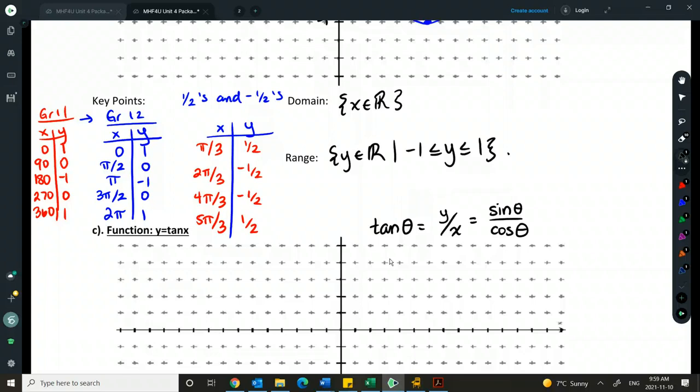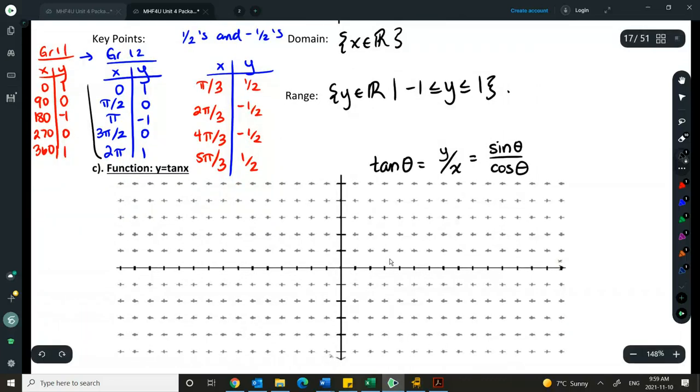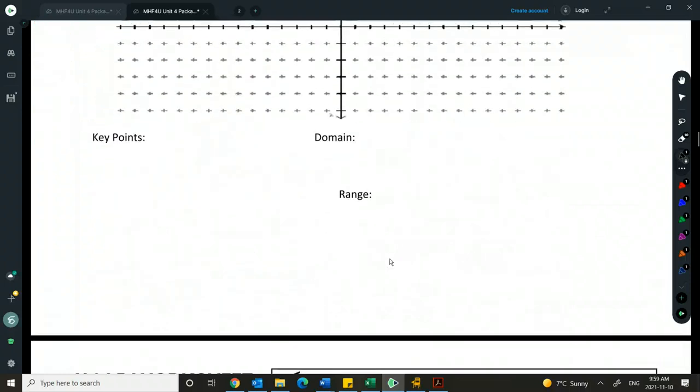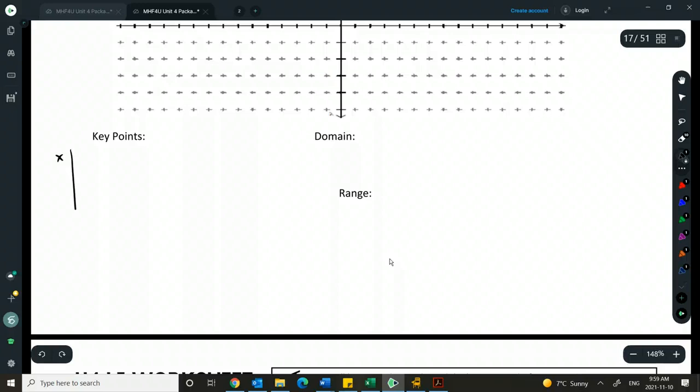We can do it other ways as well. We can use our calculators to help with our graphing if we wanted to. If we have the values of sine and cosine for the functions here, we can use that as well to help us. So I'm going to label out these key points here for tan, same as what we did for sine and cosine. So I'm interested in the 0, pi over 2, pi, 3 pi over 2, and 2 pi points.